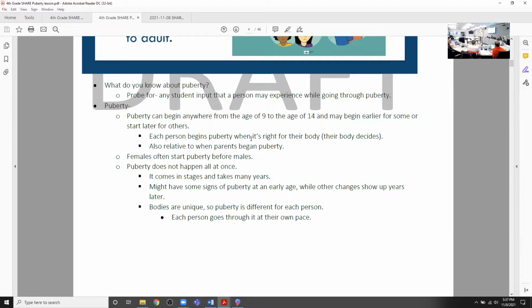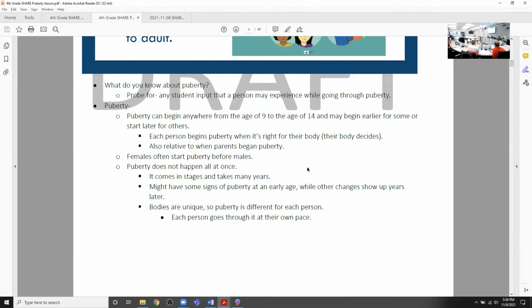Puberty can begin anywhere from the age of 9 to the age of 14, and may begin earlier for some or start later for others. Each person begins puberty when it's right for their body, also relative to when their parents began puberty. Females often start puberty before males.